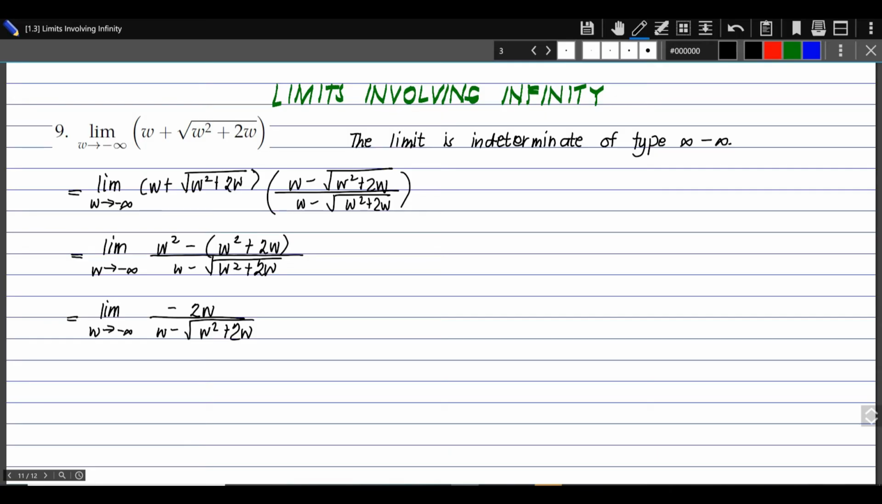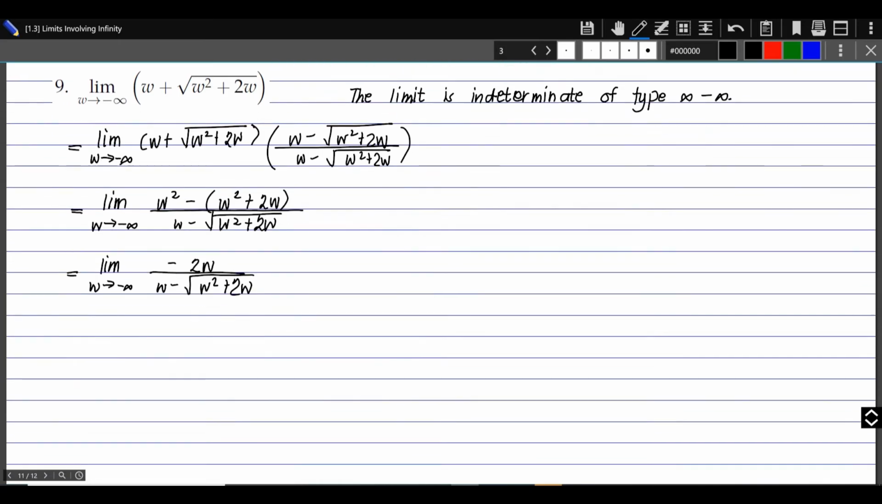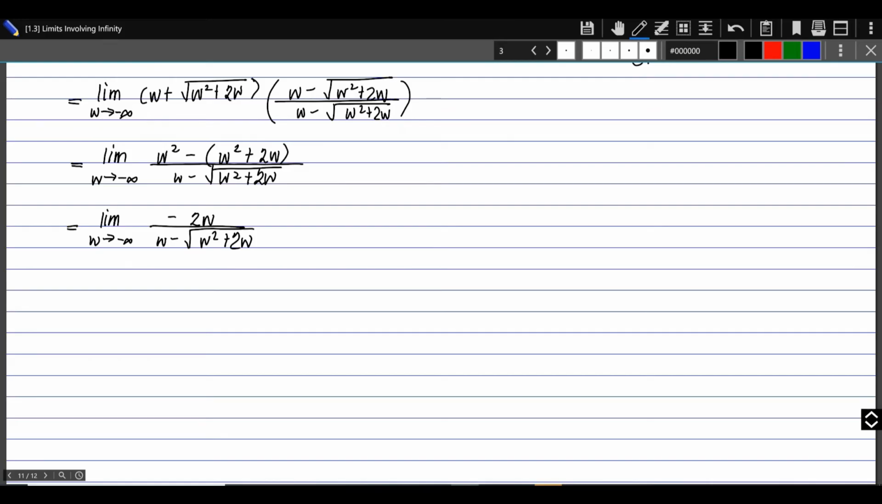You can check that this is still in its indeterminate form. Both numerator and denominator go to infinity as w goes to negative infinity. So what we do is divide both numerator and denominator by the square root of w squared. So this is equal to the limit of negative 2w over w minus the square root of w squared plus 2w times 1 over the square root of w squared all over 1 over the square root of w squared.